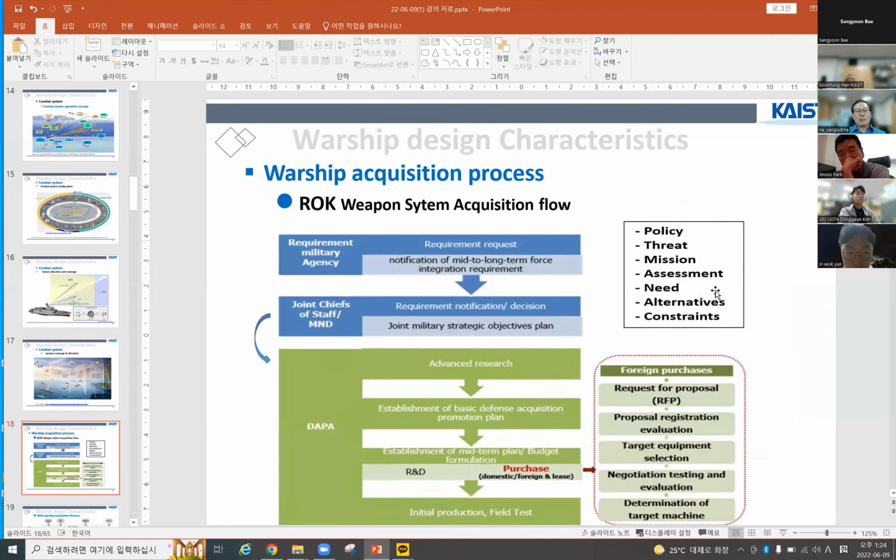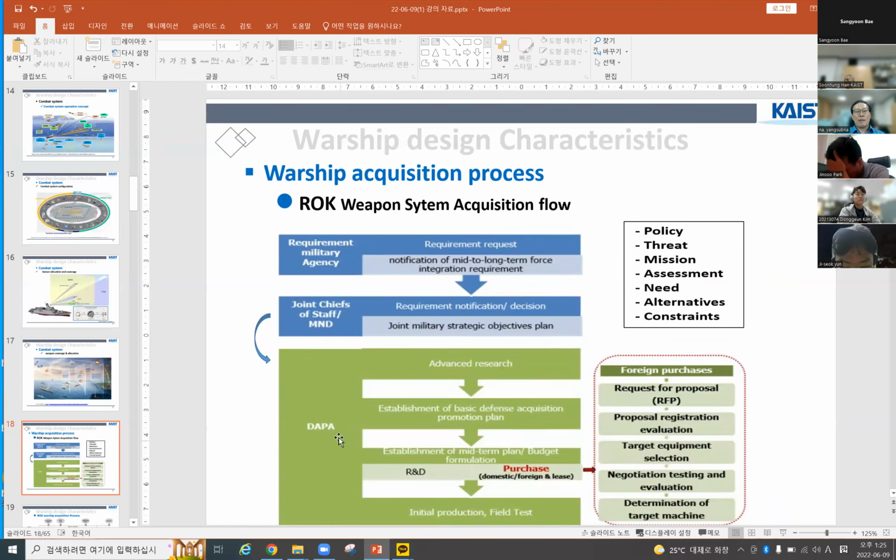Next is the warship acquisition process. This is probably the Korean weapon system acquisition flow. The requirement comes from the military agency. The Navy sets up the requirement request to the Joint Chiefs of Staff, and the requirements are decided in the joint steps. For that, policy, theater, threat, and mission assessment, and many other things are considered for requirement consolidation.